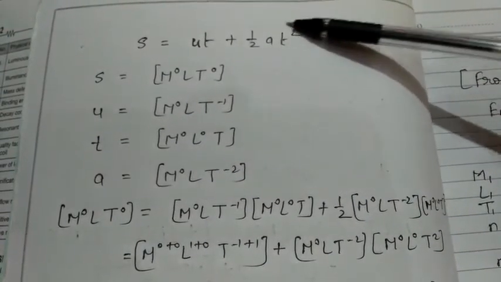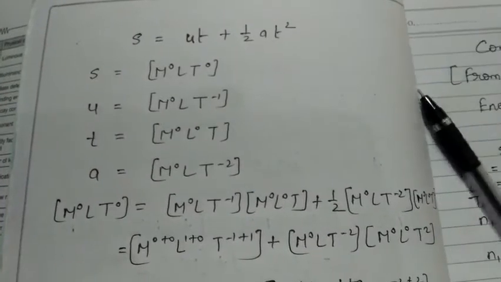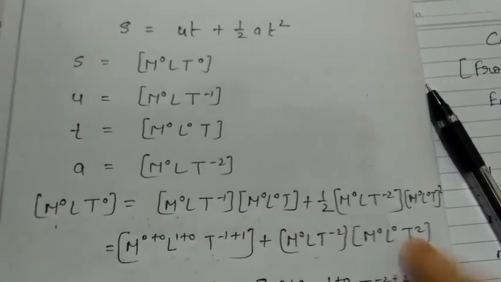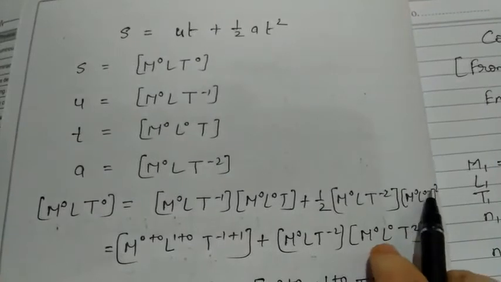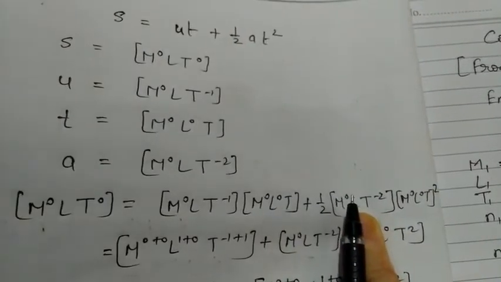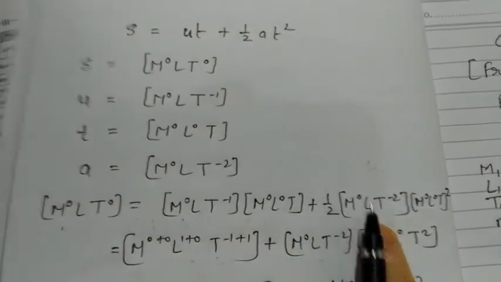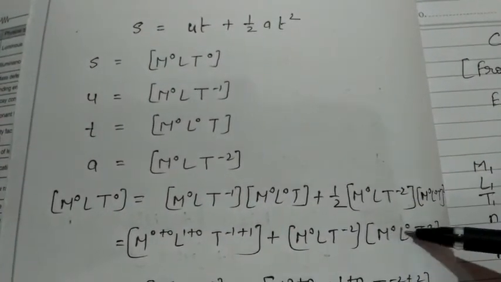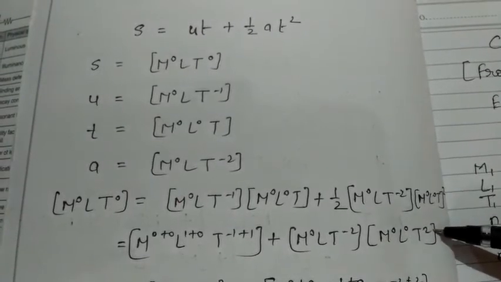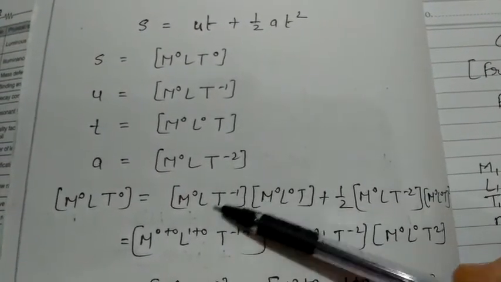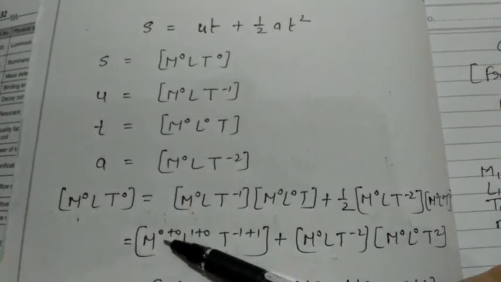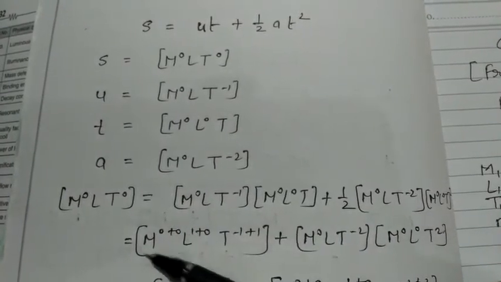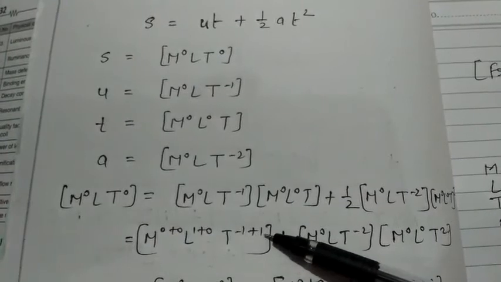And here t square is there. So when we put the value of t, you can see we put square also. So M0 L0 T square. When we solve this square, this becomes M0 L0 T to the power minus 2. Then here they both are in multiplication form. So the bases are the same, so we add the powers. So here we have added the powers. Here T to the power minus 1 plus 1 will become 0.